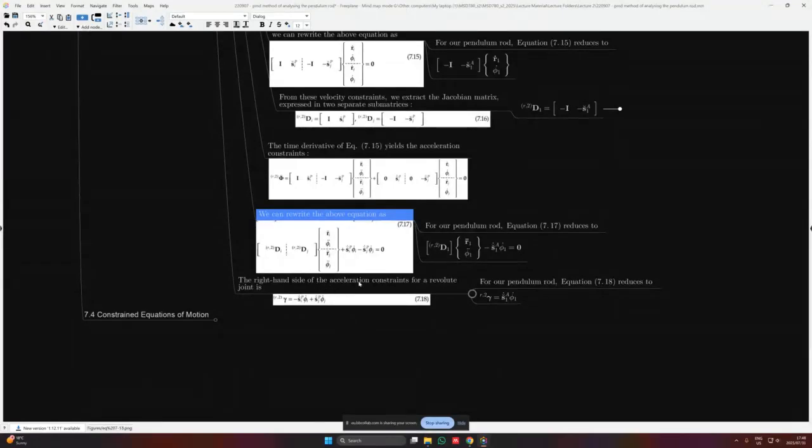Now, the right-hand side of the acceleration constraint, if we move some of these components around a bit, we essentially end up with these last two terms, which we can move over to the right-hand side, and this is called the gamma parameter that we have over here. So gamma R2 is equal to the negative of these two components. And for our pendulum rod, equation 7.18 then reduces to this part that we have over here. So I essentially take this part, move it to the right-hand side, and it becomes the S1A rotated dot multiplied by phi dot 1.